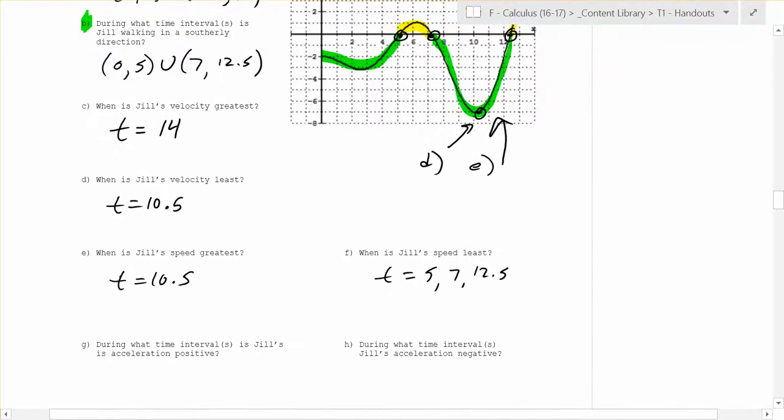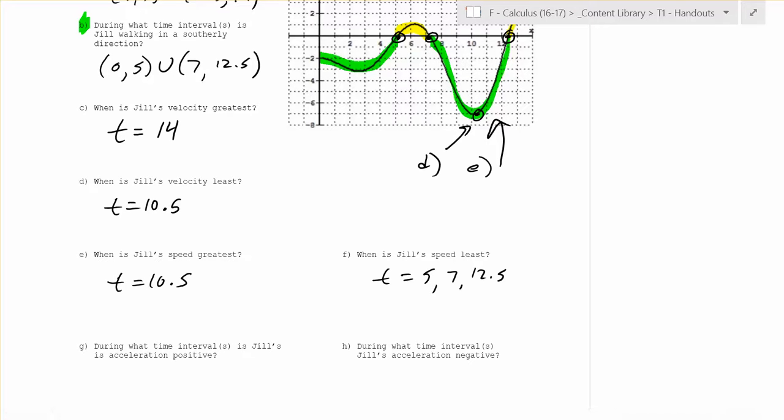During what time interval is Jill's acceleration positive? Acceleration is the what derivative? The second derivative of position, or the first derivative of velocity. So I'll do this as blue. That's going to be when v prime of t is what? Greater than 0.